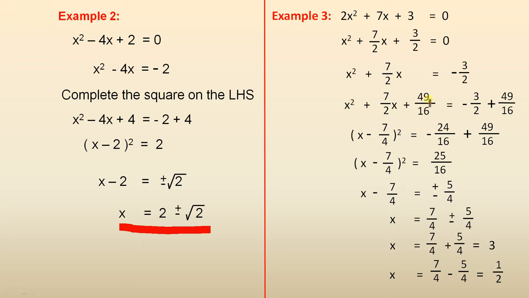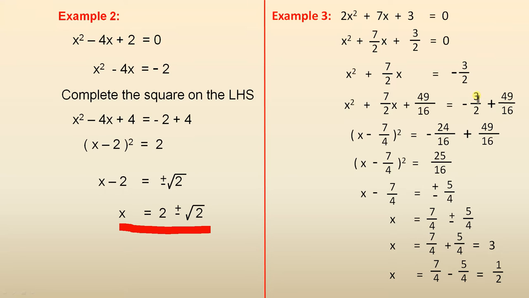Now we complete the square. So if we take 7 on 2 and we halve it, that gives us 7 on 4. When you square 7 on 4, that gives you 49 on 16. So you add 49 on 16 to both sides. So there's the left-hand side, x minus 7 on 4 all squared. There's our perfect square. The right-hand side is this.